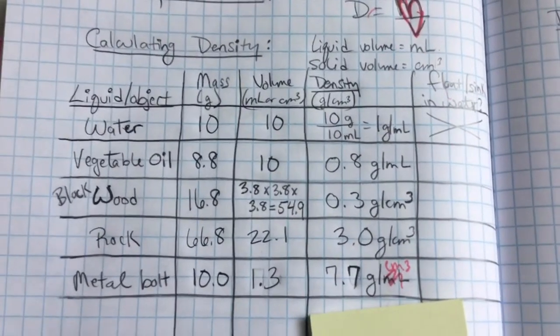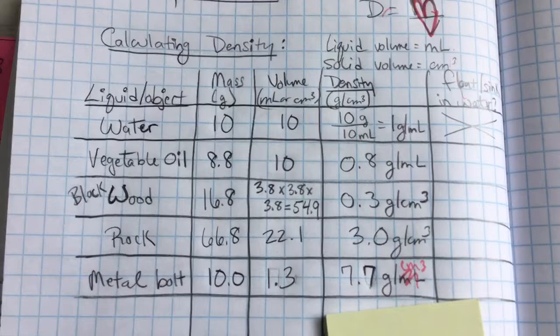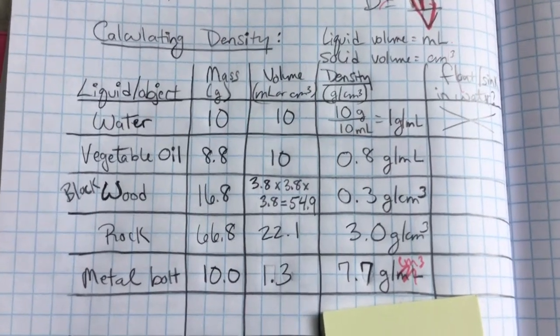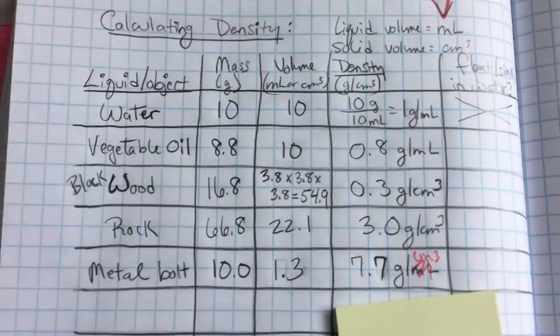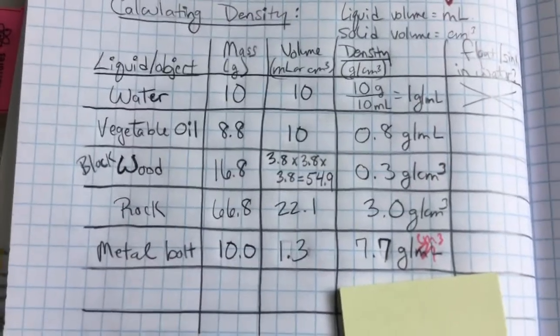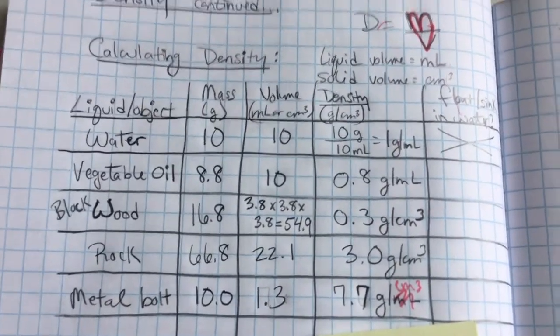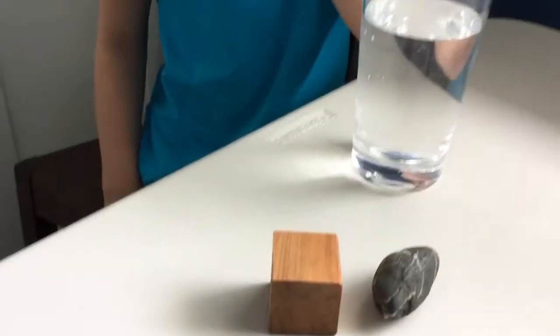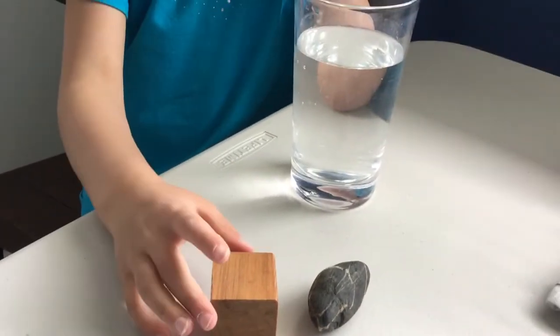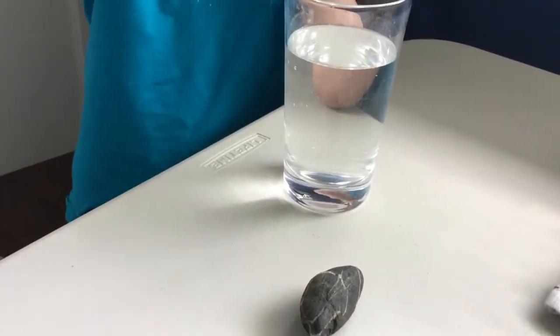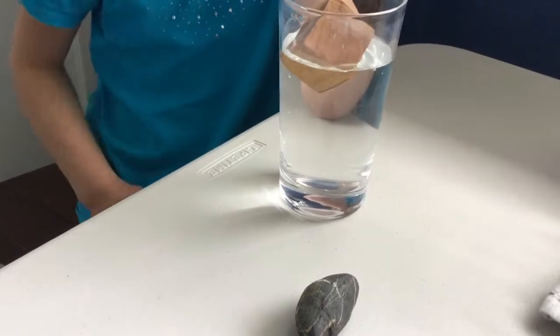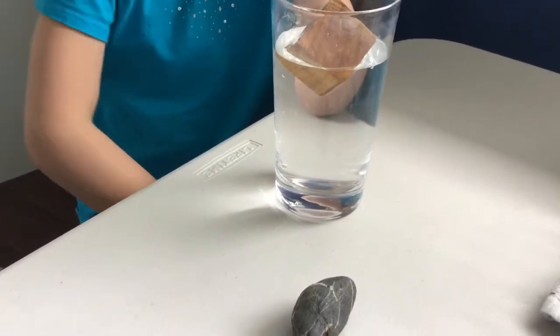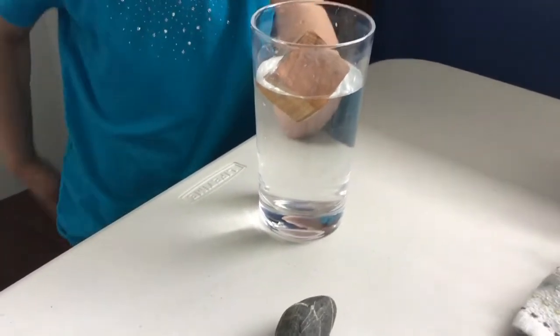We don't have vegetable oil because that could get pretty oily, but we have the wood, the rock, and the metal bolt. All right, ready? Let's go ahead and go in order. So the wood block is 0.3 grams. Okay, go ahead and put the wood block in the water. Okay, so that is less dense than the water by far. That is going to float.